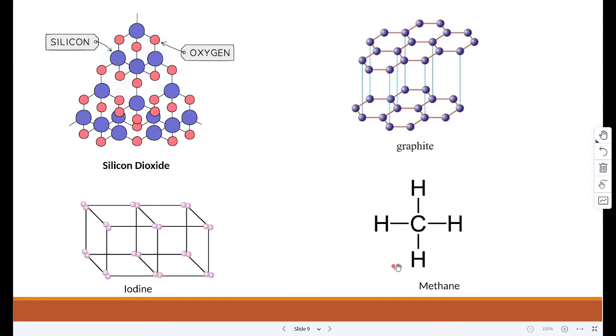Then we have methane. Now methane has a tetrahedral structure and it has four pairs of bonding electrons.